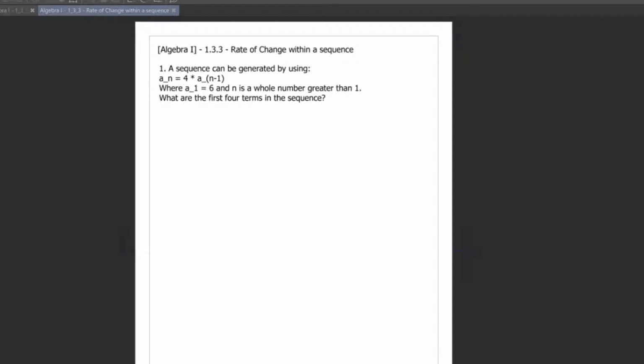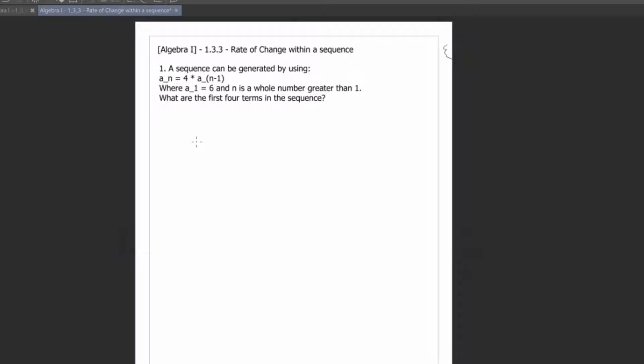Today we're going to focus on Algebra 1, Section 1.3.3, Rate of Change Within a Sequence, which is pretty interesting. It's stepping into sequencing and whatnot. So if you ever go to calculus or do any series, statistics, anything like that, you'll see this more often. But let's go ahead and step into it. Let's see what the question says.